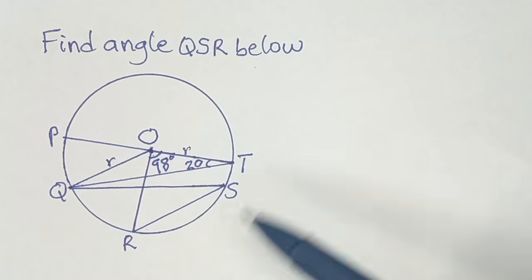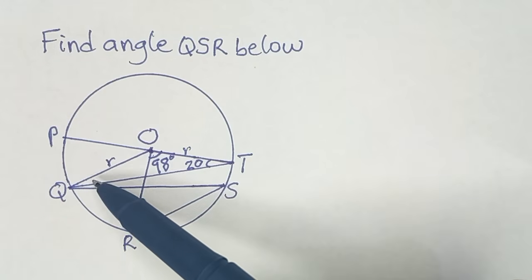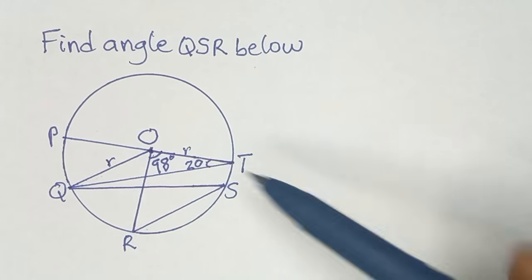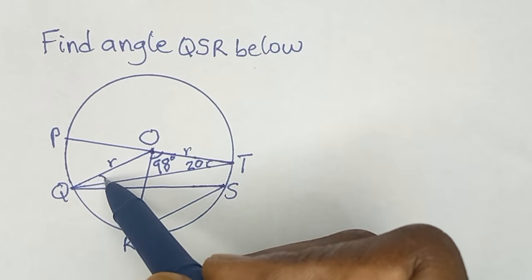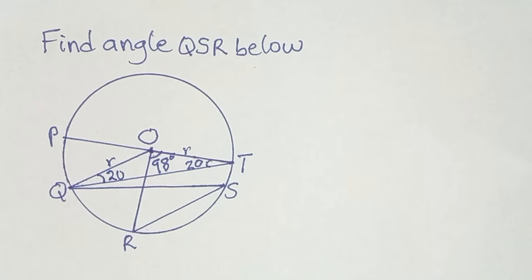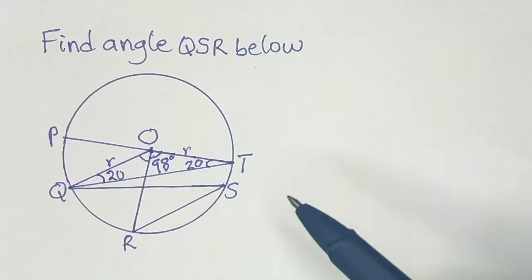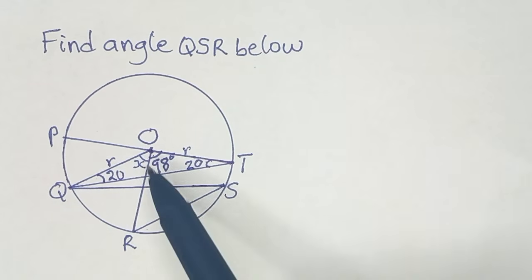So once you have an isosceles triangle, then what should come to your mind is that the base angles of an isosceles triangle are equal. The base angles of an isosceles triangle are equal. So if this angle here is 20, that means this second base angle here will also be 20 degrees. Now, the next thing I want us to look at is to find this angle at this point here. Let's call this angle X degrees. So that angle is X.